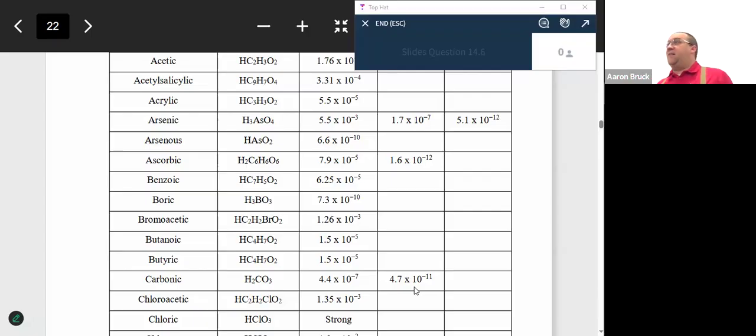That's not to say it can't act as an acid. If we put it in the presence of a strong enough base, it'll act like an acid. But on its own, if we're just putting it into water, that's why baking soda, sodium bicarbonate, has a basic kind of pH to it.